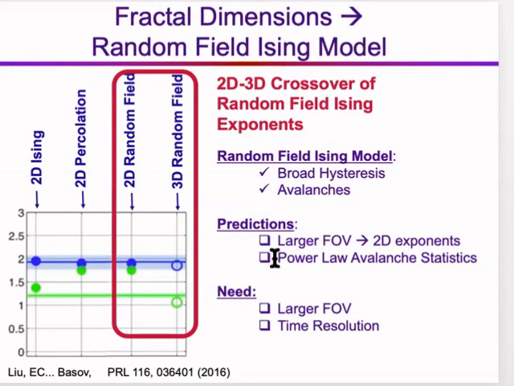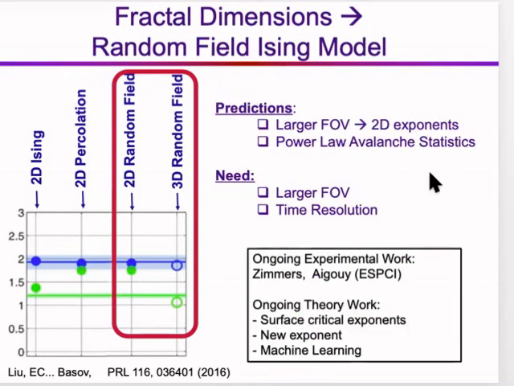And the statistics of the avalanches, again, avalanches have been measured by Chironi by macroscopic measures. But as I mentioned before, it's been shown that those are skewed when you take a macroscopic measure. So we'd like to get the avalanche statistics to test whether they're power law out of larger fields of view with better time and temperature resolution. So we need larger fields of view, better time resolution. So that's ongoing experimental work with Alexandre Zimmer and Lionel Aigui. I'm actually on sabbatical right now in Paris, visiting ESPCI, working with them on that.